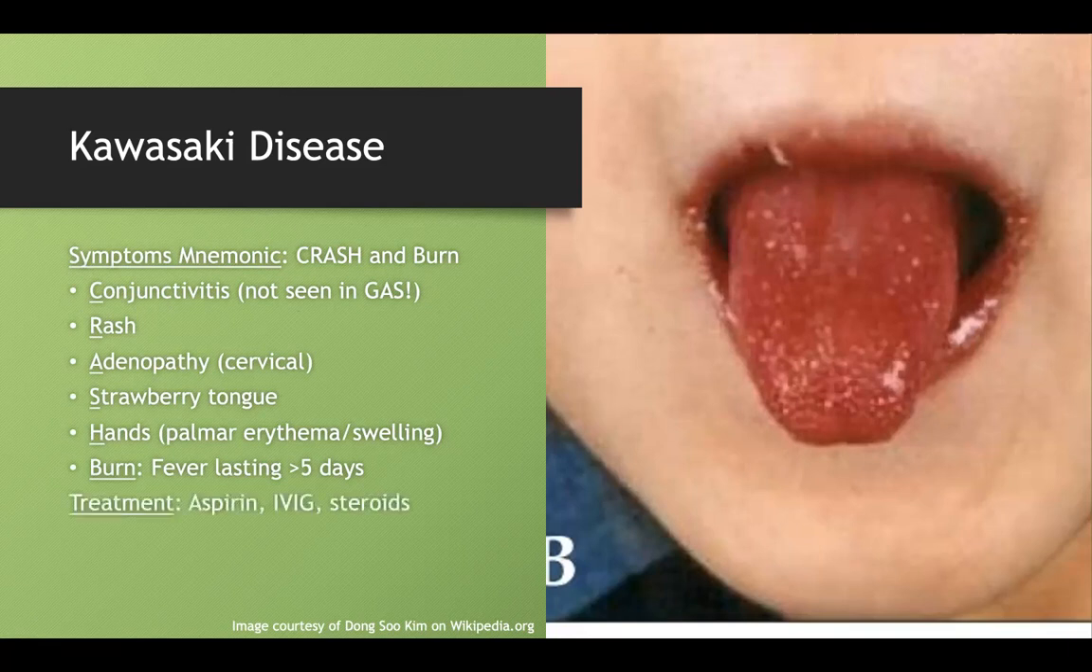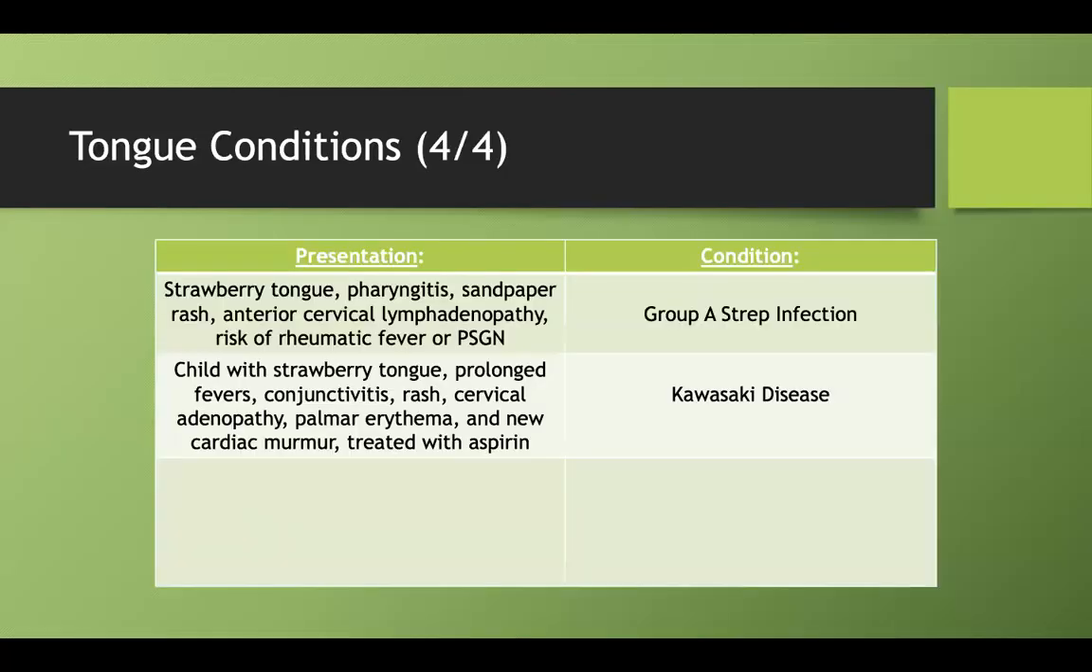And you treat it with aspirin or IVIG or steroids. And you always have to remember, they love this test question. The complication is a life-threatening aneurysm. So you always have to follow up with echoes for people with Kawasaki, okay?